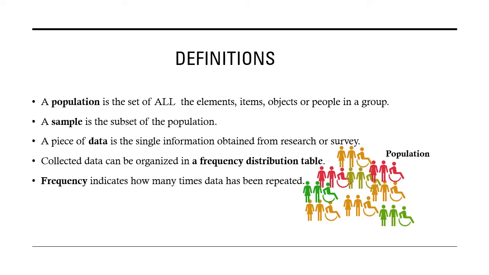The sample can be the set of students or the set of senior people or the set of children from that population. A piece of data is a single piece of information obtained from the research or survey. Collected data can be organized in a frequency distribution table. Frequency indicates how many times my data has been repeated.